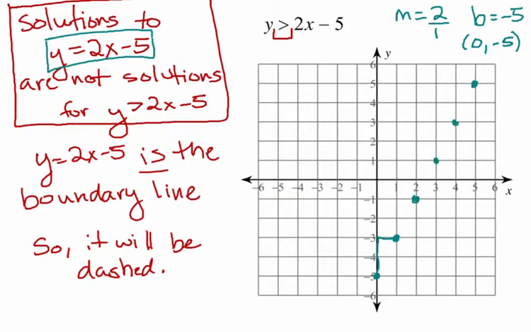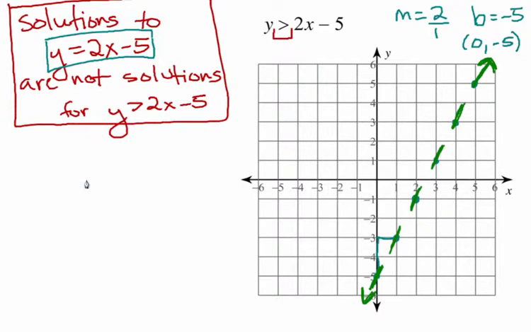And remember we said that this is going to be a dashed line because the solutions along this line are not solutions of our actual inequality. So I've drawn a dashed line through there, and I'm going to put arrows at the end because this line does continue forever in both directions. The next thing we need to determine is whether to shade on the left or shade on the right, or in other words, to shade above or below the boundary line.